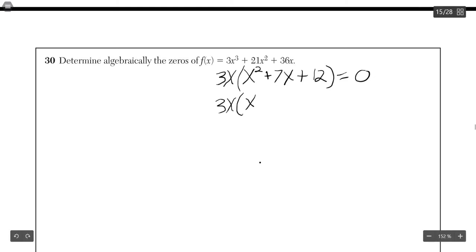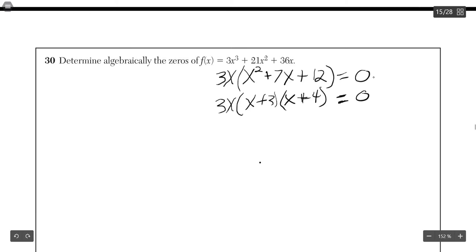So the pair of numbers that multiply to 12 and add up to 7 are, let's see, 6 and 2. No, that doesn't work. 12 and 1 doesn't work. Am I missing something here? Multiplies to 12. Oh, 3 and 4. Of course. Right? And if you graphed it and found the points of intersection, you would have seen that, as we'll see in a minute.